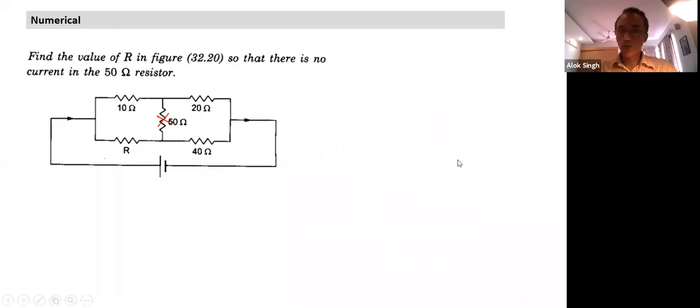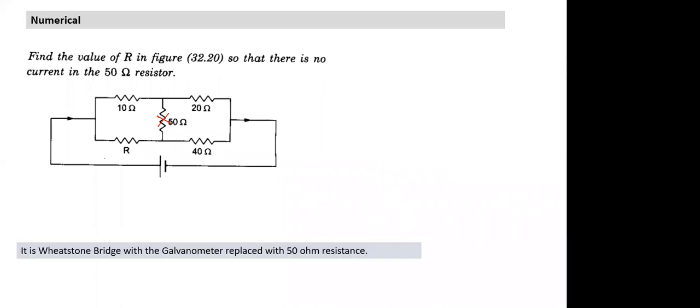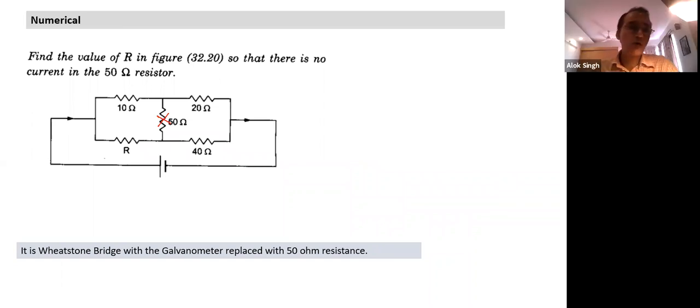So is this question also an application of the Wheatstone bridge? Yes. It is a Wheatstone bridge with the galvanometer replaced with a 50 ohm resistance. So what is the condition? This is equivalent to R1 in the previous figure, this is R2, the third resistance and the fourth resistance. What is the condition for no current to flow, or the Wheatstone bridge to be balanced? R1 by R2 is equal to R3 by R4.